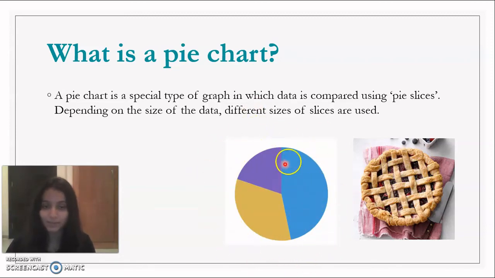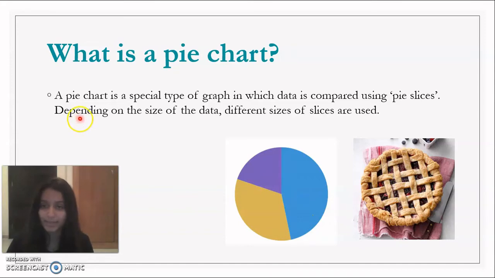Now, the first thing you need to pay attention to over here is this thing, pie slices. When you eat a pie, it's just like a pizza. Just like how you would eat a slice of pizza, when you cut a pie, you would eat it in a triangular shape, right? And that would be a slice of a pie. So you can see that even in a pie chart, there are these sort of triangles and they're bigger and smaller, right? So the data is compared using pie slices. These different colored triangular slices are comparing between your data.